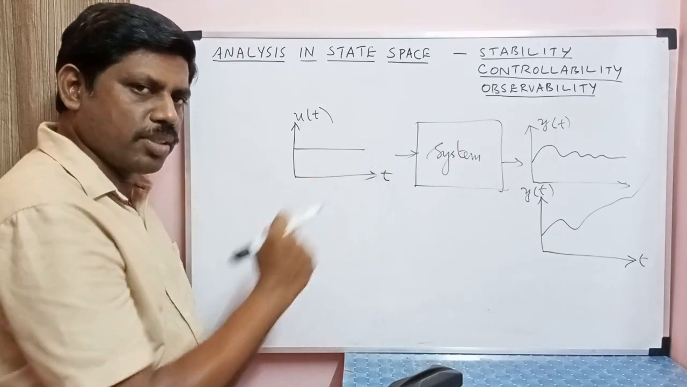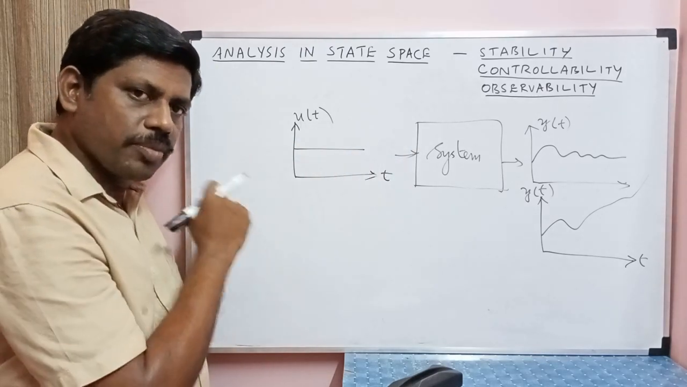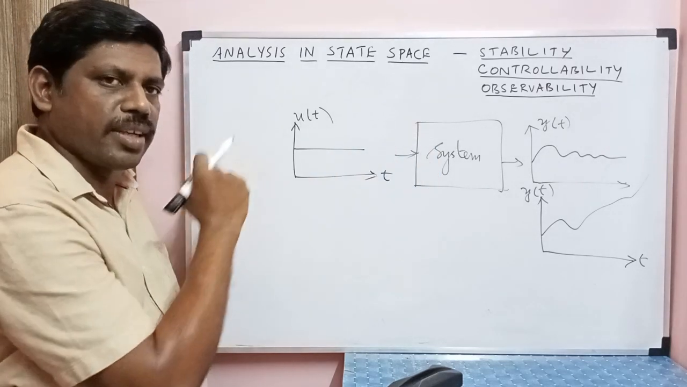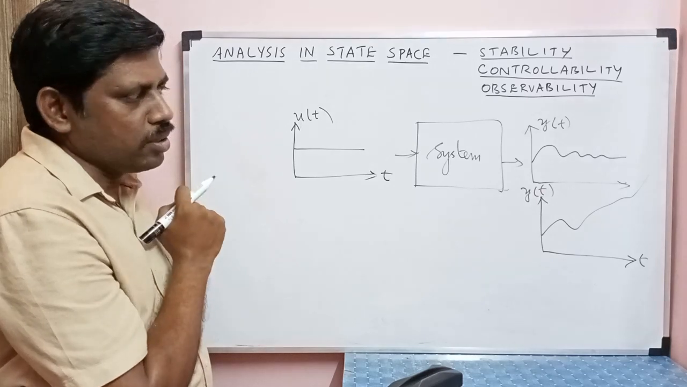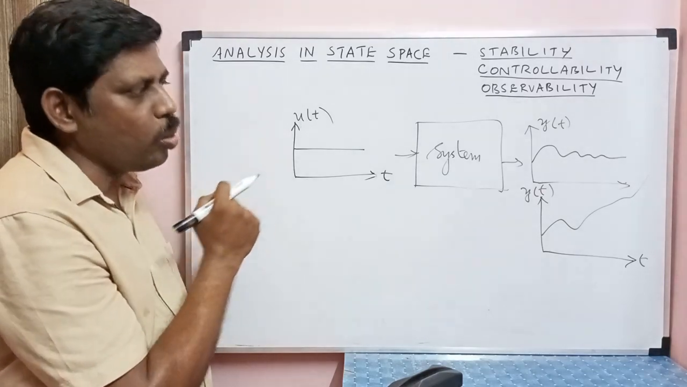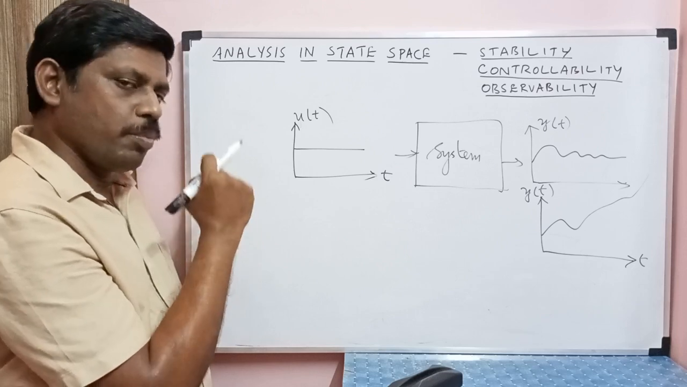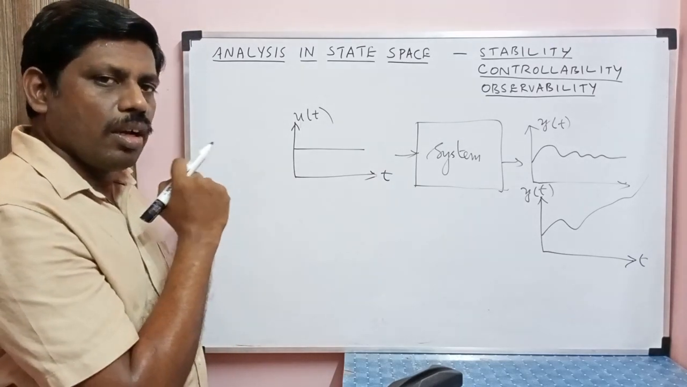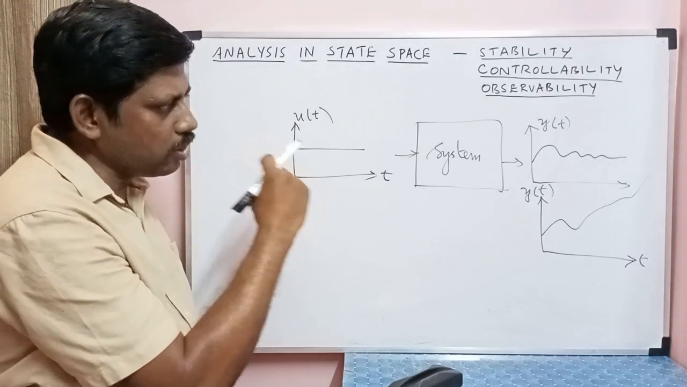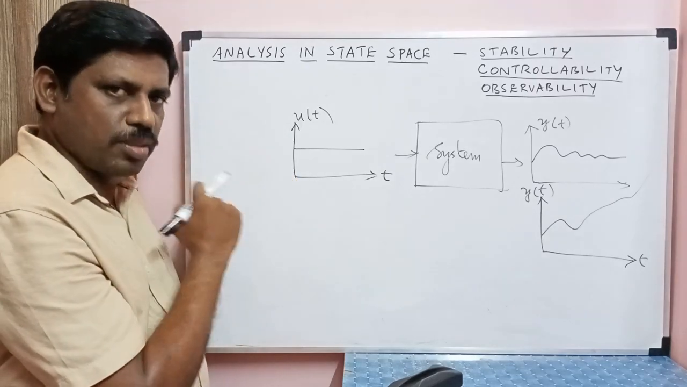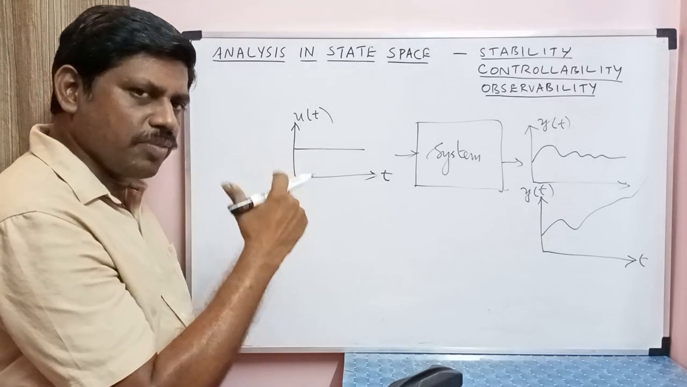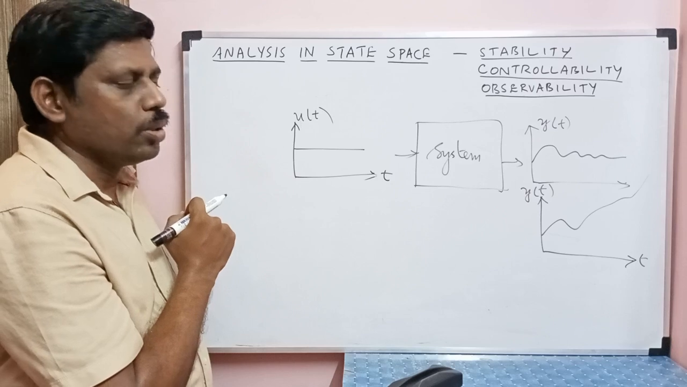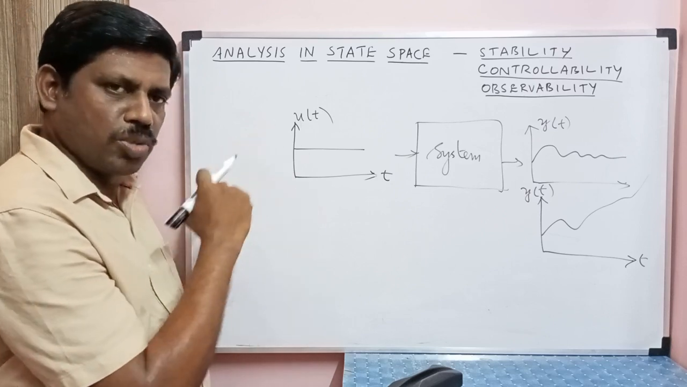Either I have to solve the system analytically and plot it, or I have to solve it numerically by integrating the state equation, and plot it and see. So the question is whether I can know the system is stable or not by looking at the system model itself. If I can analyze the system for its stability using the model itself, then it is going to be an easier task. Yes, we can do this stability analysis by looking at the model itself.